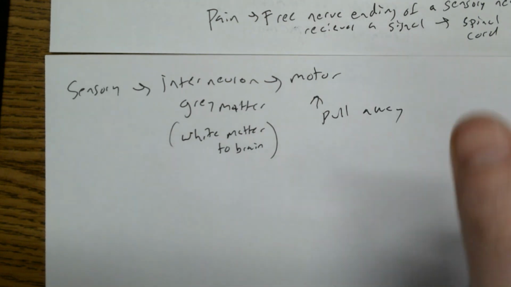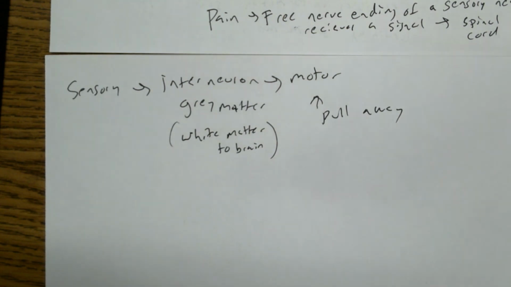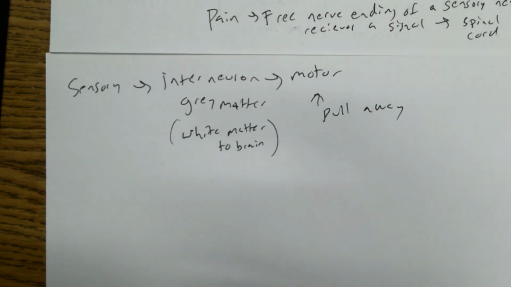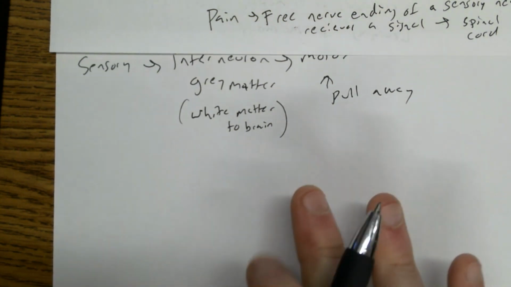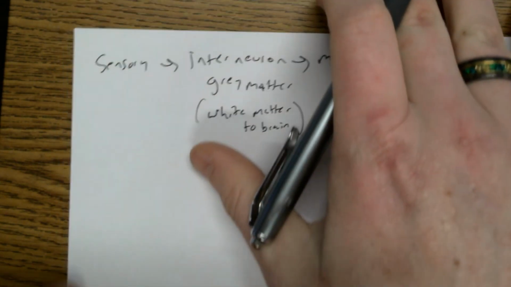And so it's fast. It's way quicker than you feeling something, going, something bad is happening, I've got to do something about it. And so instead it's like boom, boom, done. So that is our pain reflex arcs.